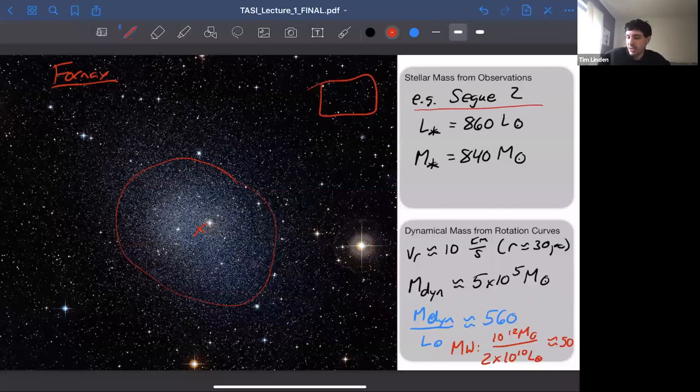The other way you can do this is you can just try to integrate all of the luminosity that's in this whole region of the galaxy and try to get the total luminosity of it that way. Those measurements match pretty well.